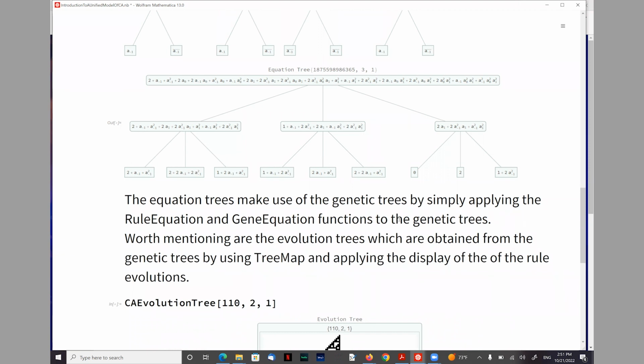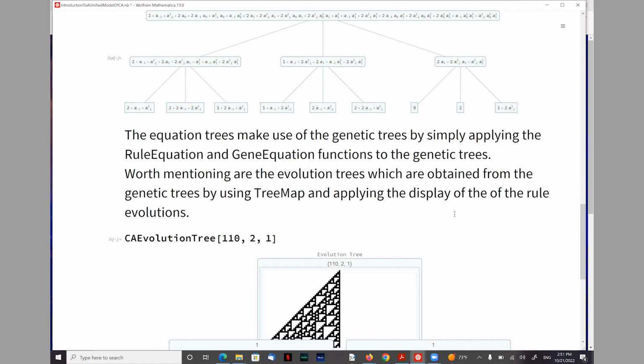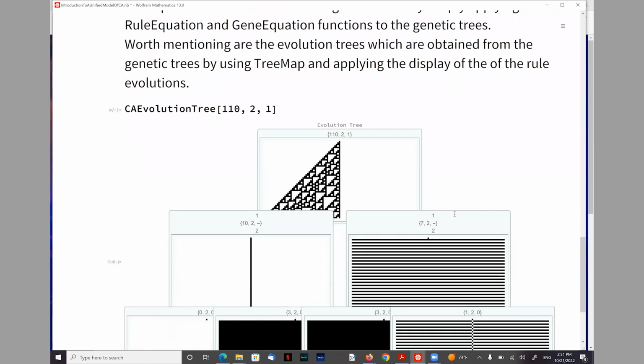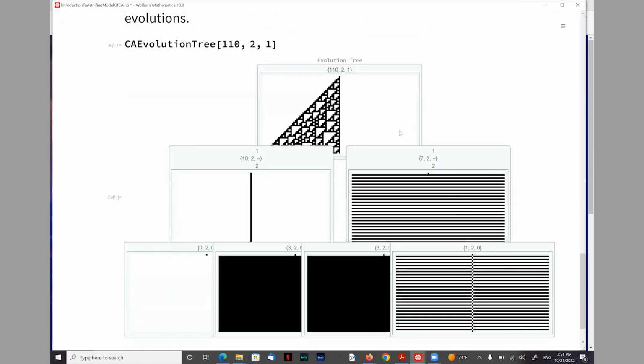The way that this works, I'm just taking the genetic tree, and then I apply the rule equations and gene equations, so I can get those. On top of that, I got another one, which is the CA evolution tree, and this is for 110. This is the evolution of 110, but this is the evolution of its genes and each one of those.